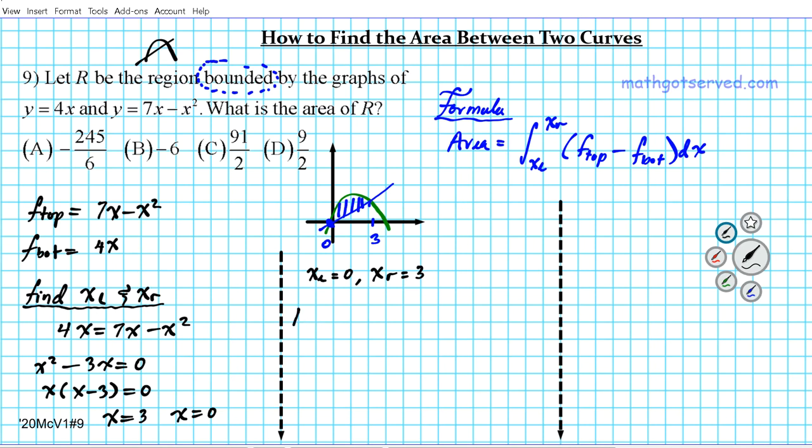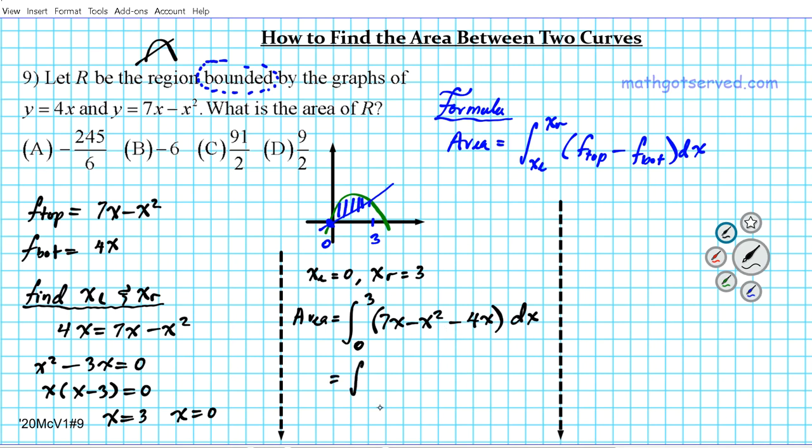So the area is going to be the integral from 0 to 3 of f top, which is the top one. F top is the green function, right? So f top is our quadratic, 7x minus x squared, minus f bottom, which is 4x. The bottom function is a monomial, so I don't have to put a parenthesis. But if you have a binomial, you want to put a parenthesis there because the signs will flip when you distribute. Alrighty, so let's simplify our integral first, and then we're going to use FTC1 to finish this off.